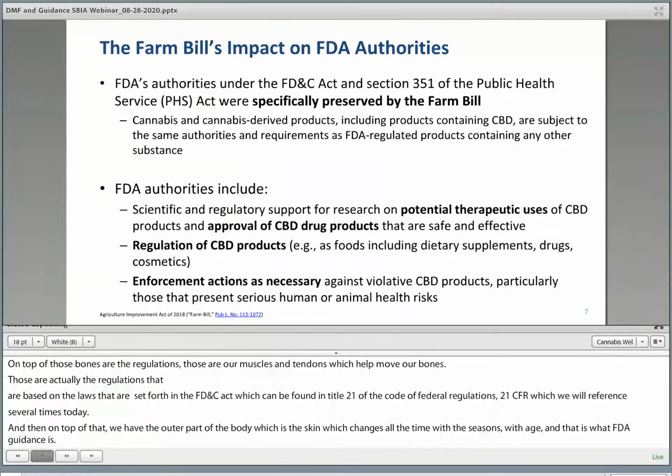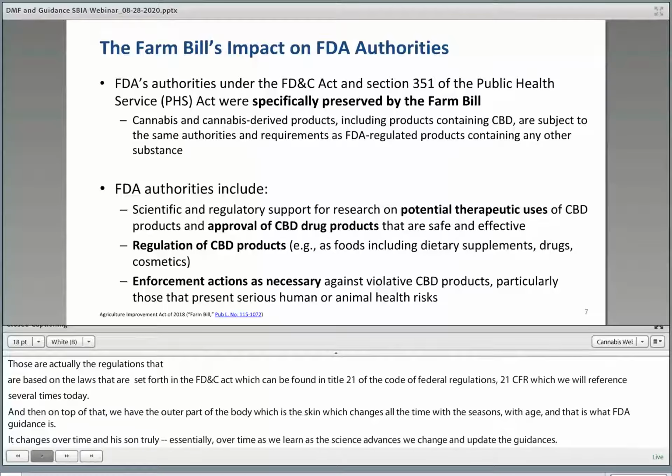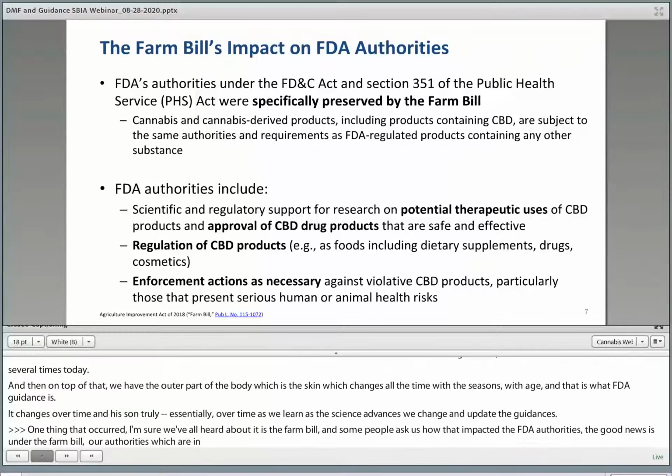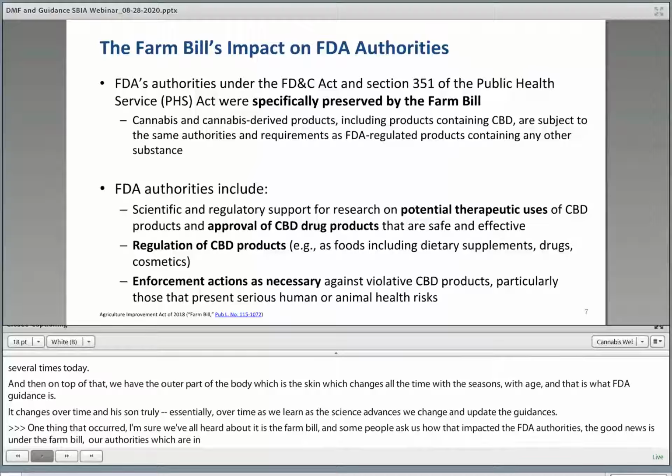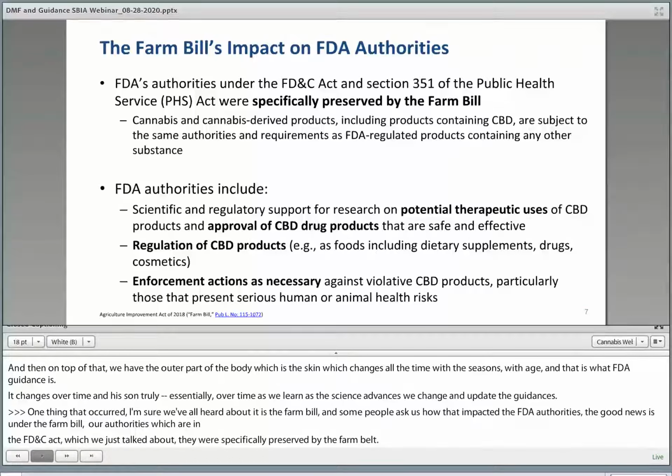So one thing that occurred, I'm sure we've all heard about it, is the 2018 Farm Bill. And some people ask us, how did that impact the FDA authorities? Well, the good news is that under the Farm Bill, our authorities, which are in the FD&C Act, which we just talked about, and Section 351 of the Public Health Services Act, were specifically preserved by the Farm Bill. So that means cannabis, cannabis-derived products, including products containing CBD, are subject to the same authorities and requirements as FDA-regulated products containing any other substance that's non-cannabis.